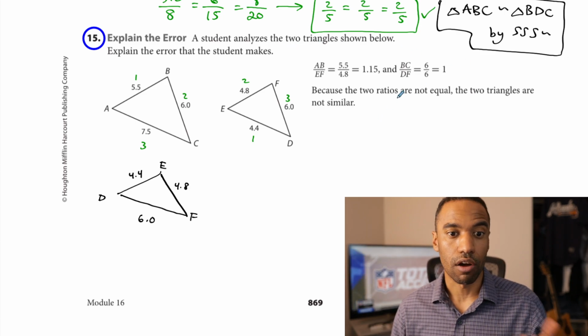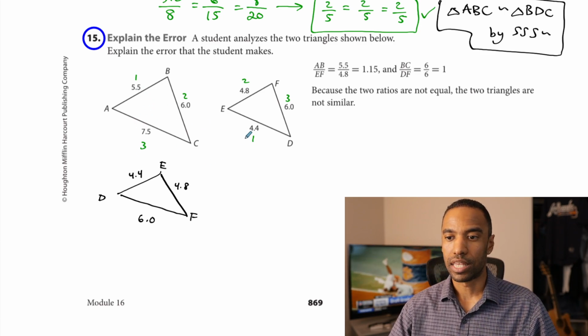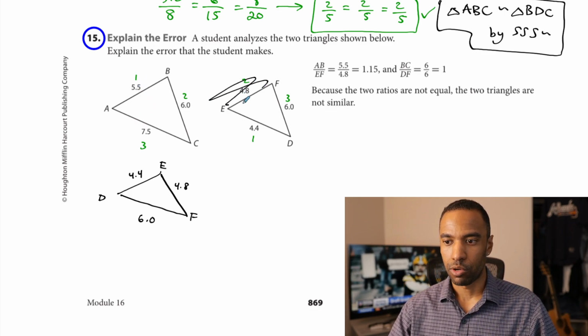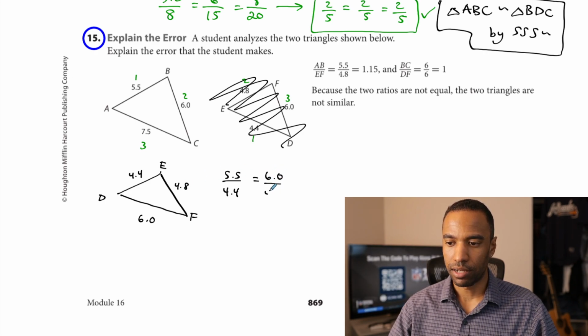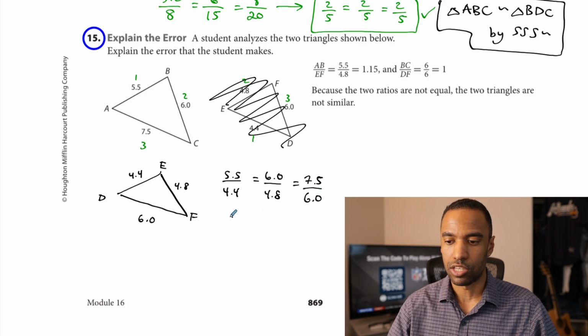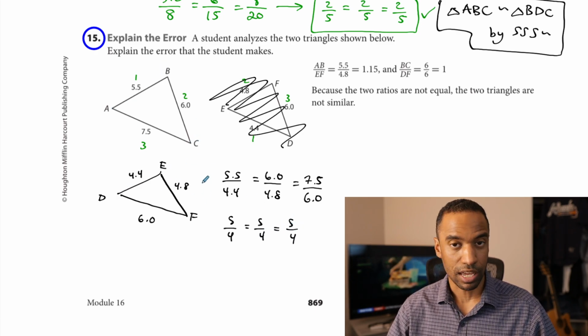They don't ask us to solve this, but I'm willing to bet if we tested this out that the triangles would be similar. We could then do properly 5.5 over, not 4.8, but 4.4. These two together. And then here we can do 6.0 over 4.8. These two right here. And then 7.5 over 6.0. I will tell you right now, just by my knowledge of numbers, that indeed these are all 5/4 as a ratio. And this would then be side, side, side similarity. Triangle ABC is similar to triangle DEF by side, side, side.